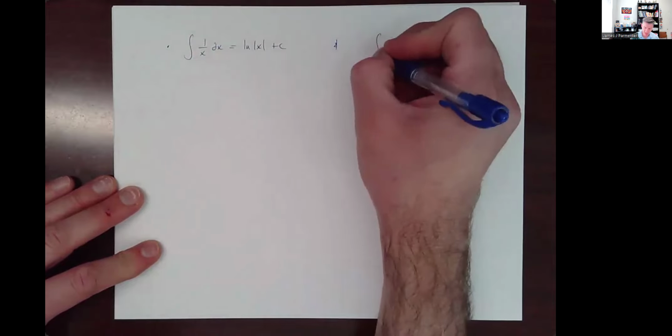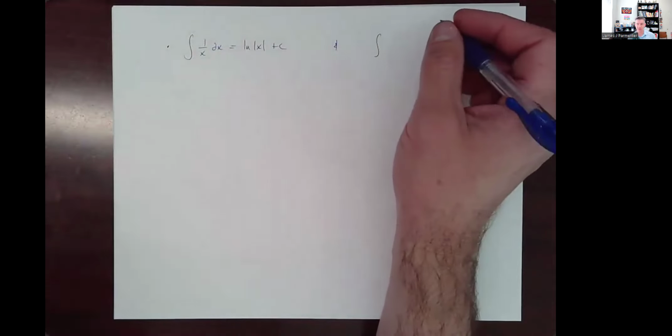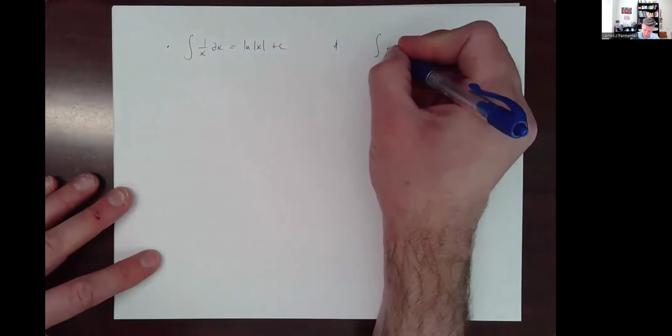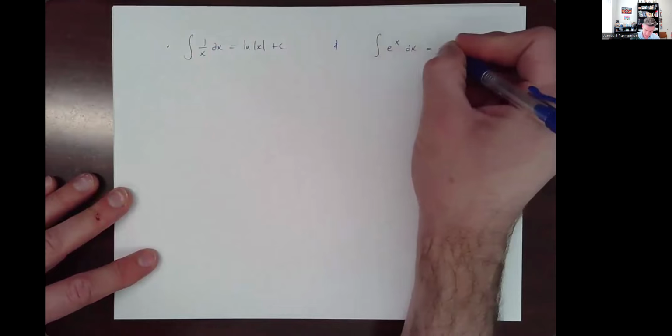And similarly, well, not similarly, but somewhat relatedly, because e to the x and the natural log of x are related as functions, the integral of e to the x is e to the x.